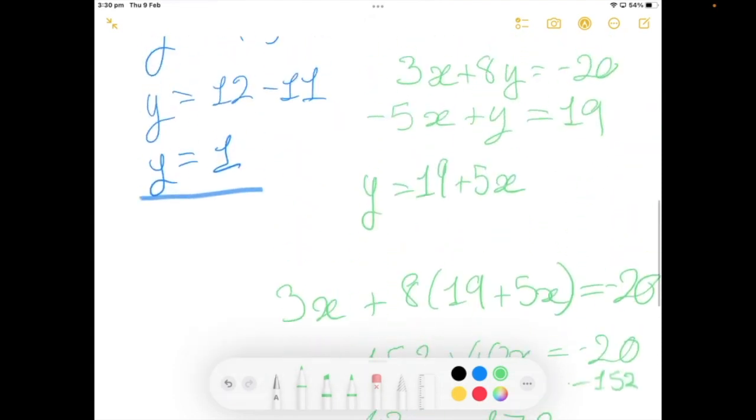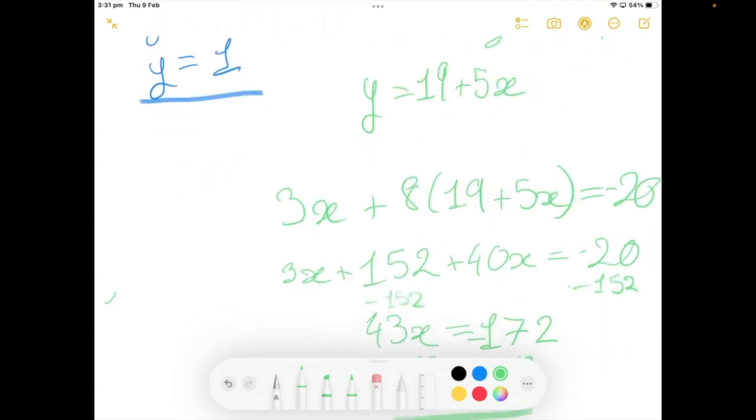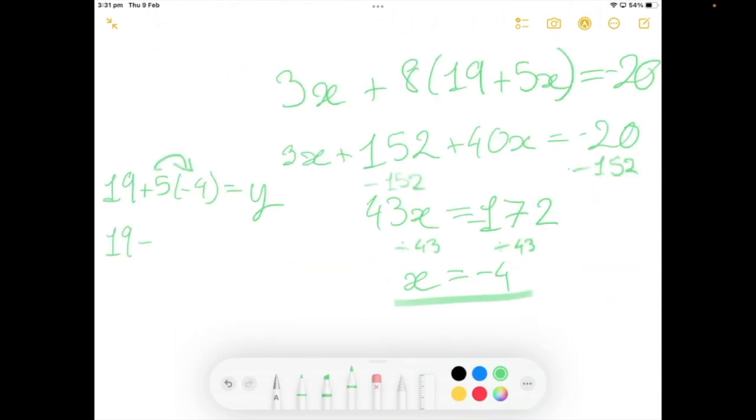Actually, let's take the one that I did. So 19 plus 5 times negative 4 equals y. If you know your times table, 5 times 4 is 20, so 5 times negative 4 is negative 20. So there you go, it is negative 1. I already verified this, so I know it's true. You could try it yourself.